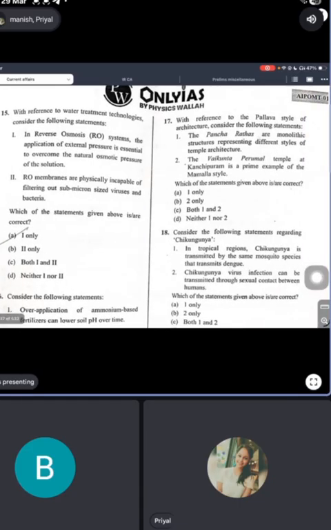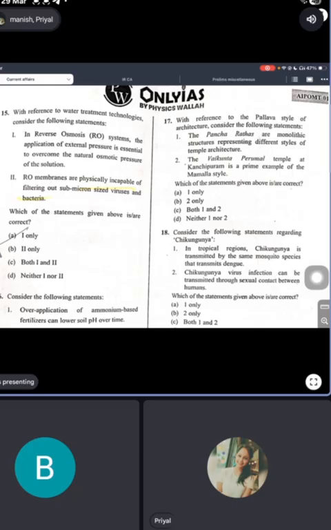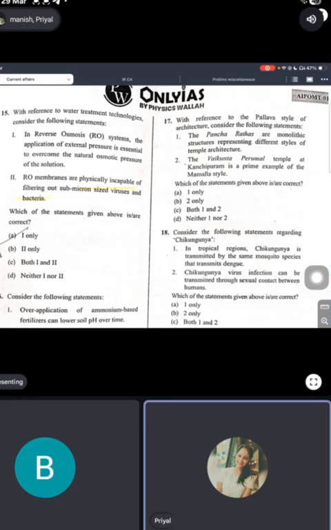Now see this question. Reverse osmosis, RO water purifiers you guys use now. Read this question, Priyal. In the reverse osmosis system, the application of external pressure is essential to overcome the natural osmotic pressure of the solution. RO membranes are physically incapable of filtering out submicron size viruses and bacteria.